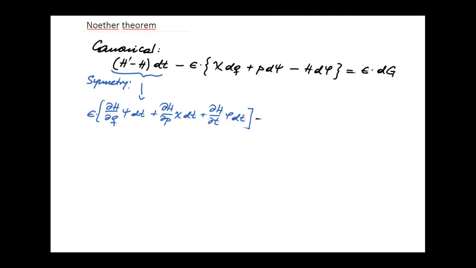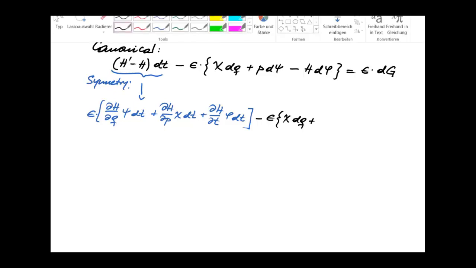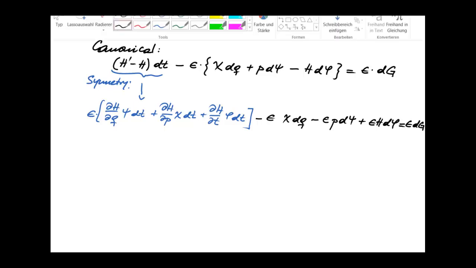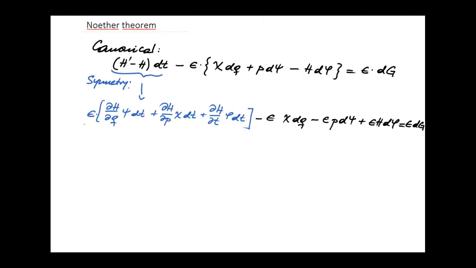From this we subtract the curly bracket chi dq, so we have minus epsilon chi dq minus epsilon p d psi plus epsilon h d phi, and this equals epsilon dg. You see, first of all, that now we can take out all the epsilons. Then we can consider motion along an actual physical trajectory.